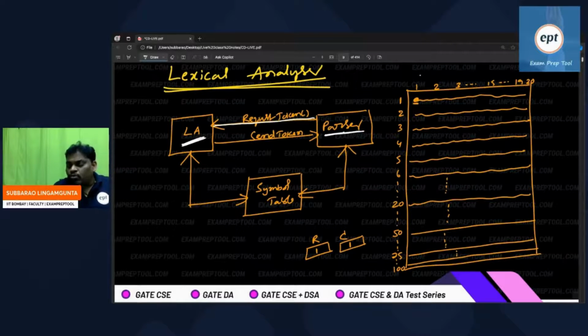See, if a doctor wants to do surgery, he needs the scanning report. Only by seeing the scanning report can the doctor do surgery. In a similar way, the parser can create the parse tree only by seeing tokens. If a doctor wants to do surgery without the scanning report, how can he do it? Similarly, the parser is saying, I will create a parse tree, but I need tokens.